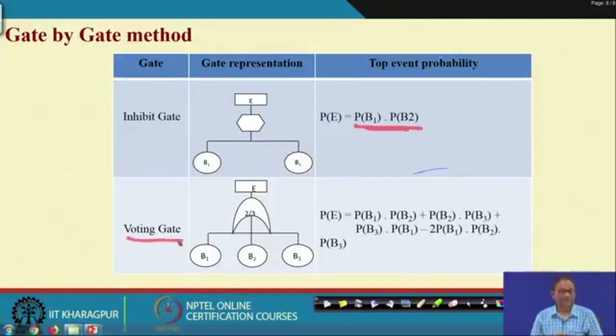Now, in the case of the voting gate, you have seen M out of N. If we consider 2 out of 3, there are 3 inputs, and if 2 of the 3 inputs occur, then the output will occur. Under the 2 out of 3 voting case, the probability of the top event, or output event, will be PB1 into PB2 plus PB2 PB3 plus PB3 PB1 minus 2 PB1 PB2 into PB3. That is the formula. Now we will see how this formula is derived.